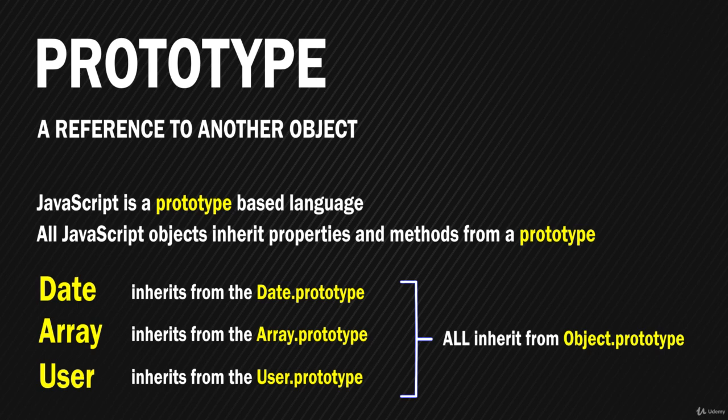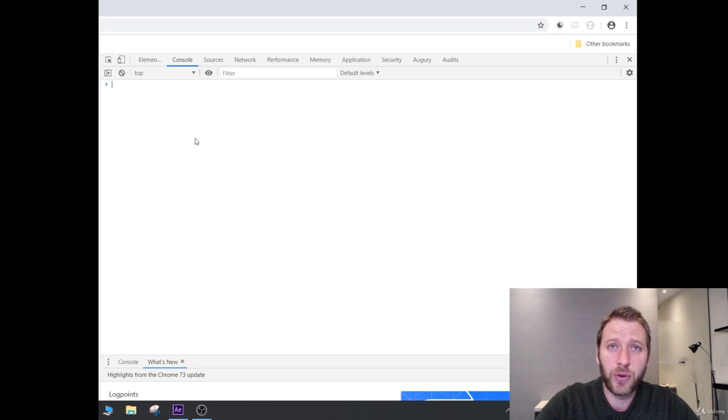Is this still a bit fuzzy? Well, let me quickly shoot over to the console and I'll show you what this prototype looks like. Okay, so remember we said the array inherits from the array prototype, and that in turn inherits from the overarching object prototype. Let's have a look.